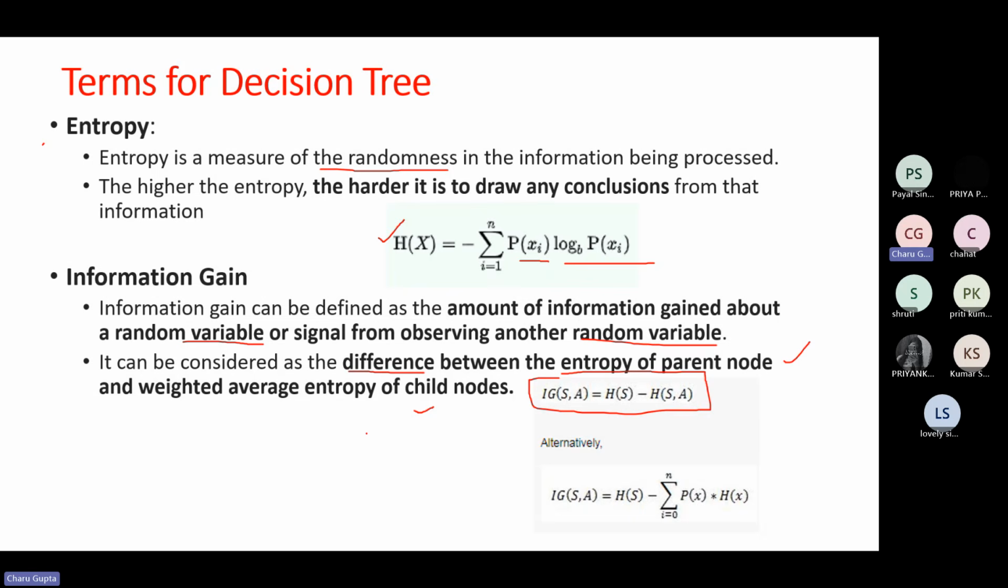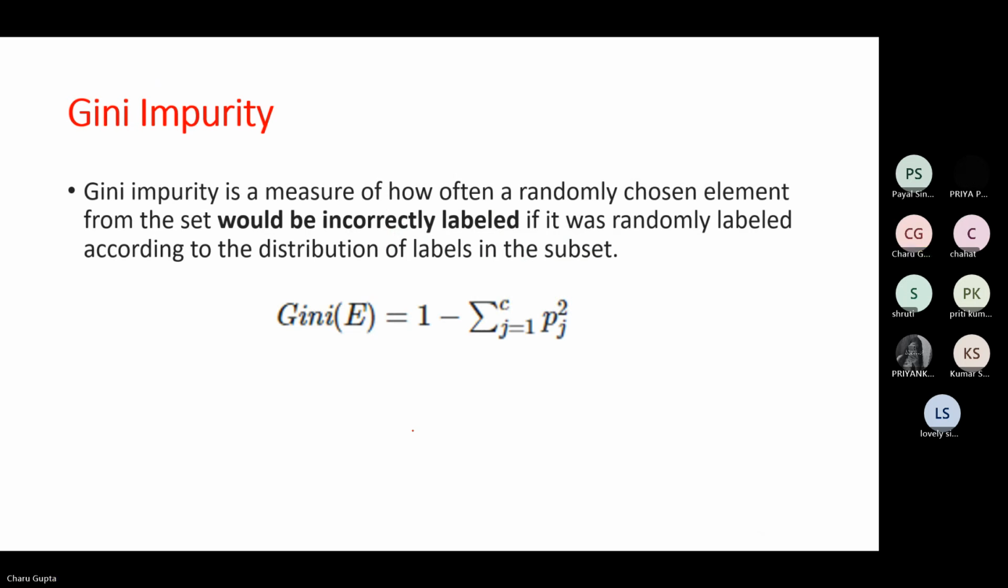Okay. Next is Gini impurity. Gini impurity is a measure of how a randomly chosen element would be incorrectly labeled. So its formula is this, where Pj is the probability.